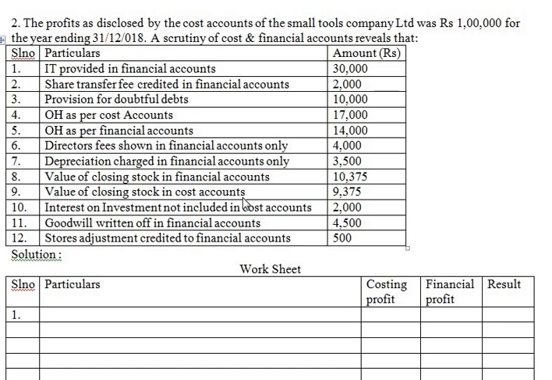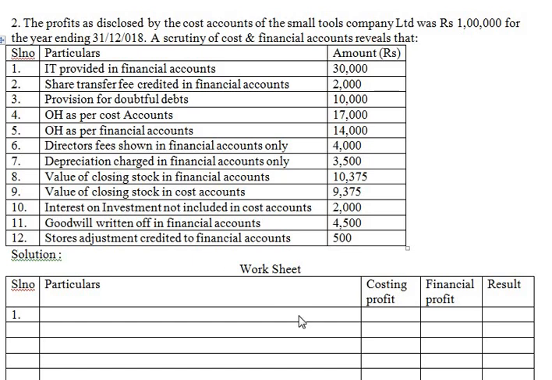Now here they haven't given us whether there is over recovery or under recovery. So we will have to find out by comparing the amounts. Then director's fees shown in financial accounts only, depreciation charged in financial accounts only, value of closing stock in financial accounts, value of closing stock in cost accounts, interest on investment not included in cost accounts, goodwill written off in financial accounts, then stores adjustment credited to financial accounts. So here are the transactions they have given, from which we need to prepare a worksheet and then prepare the reconciliation statement.